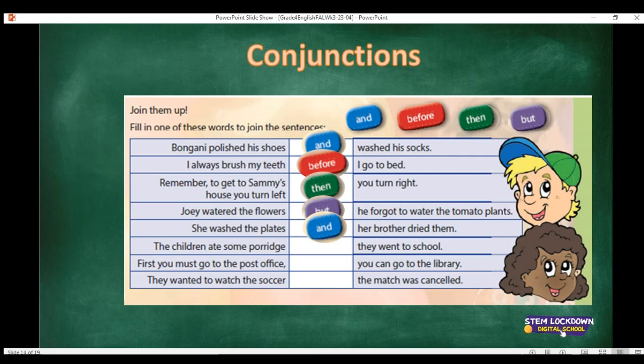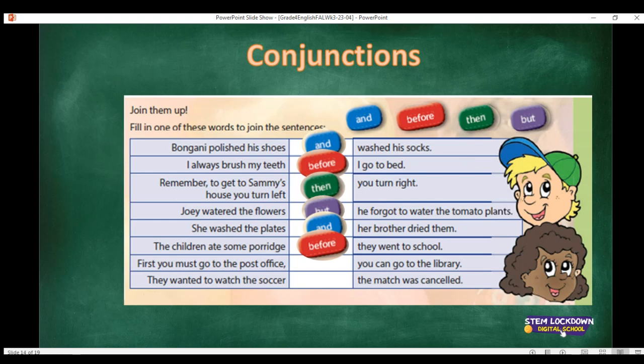The children ate some porridge. They went to school. So the children ate some porridge or they went to school. Because I'm sure you eat your breakfast in the morning before you go to school. Because you must have a healthy breakfast.